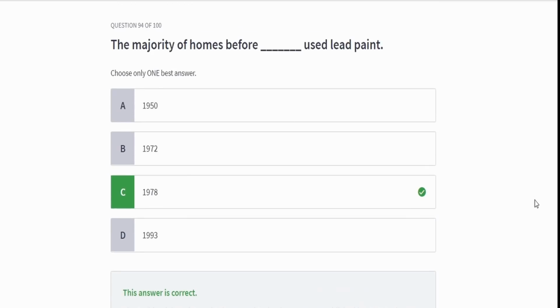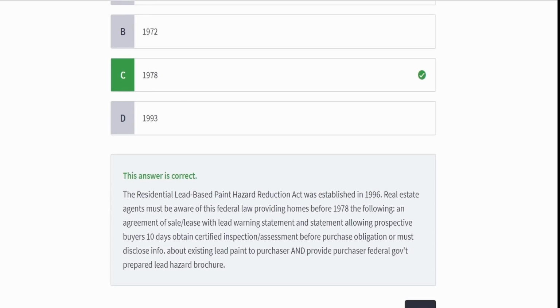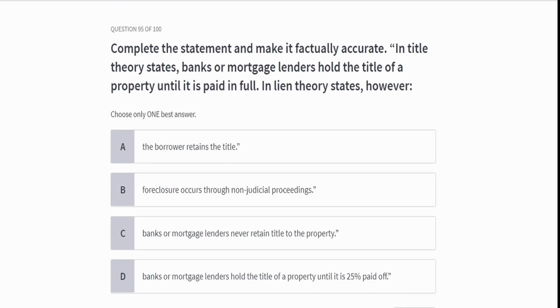This date you should be familiar with. 1978. Just remember that. 1978. Ingrain that in your brain because it's going to show up on the exam as well as in your real estate career. Homes before 1978 used lead paint. So, again, that's where that Residential Lead-Based Paint Hazard Reduction Act comes into play. Hopefully that makes sense.